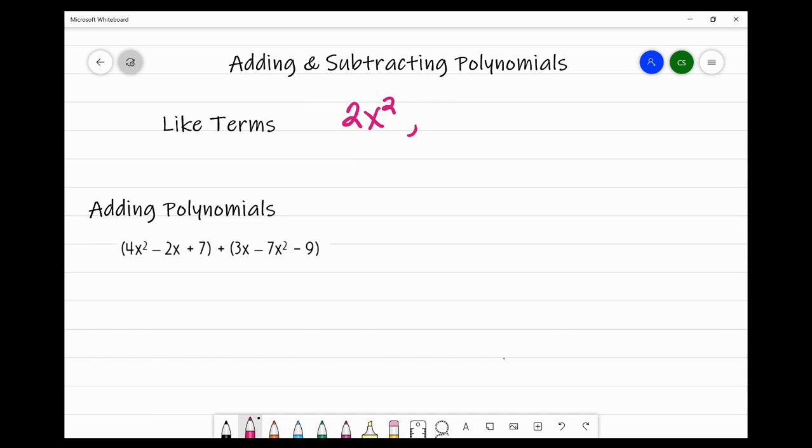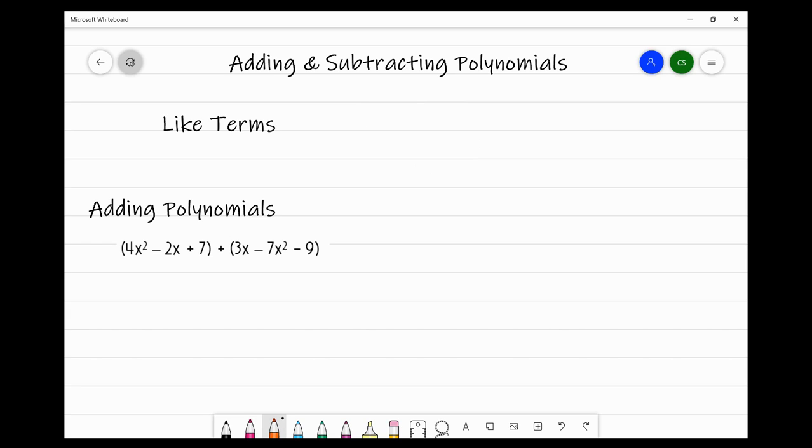2x squared and an x squared still have the same variable of x and an exponent of 2. 2xy squared and 5xy squared: both have a variable of x, both have a variable of y, and both have an exponent of 2 on the variable y. So those are like terms.